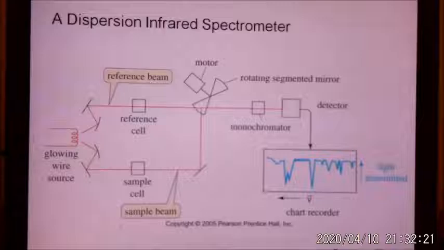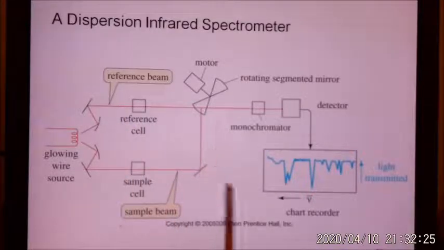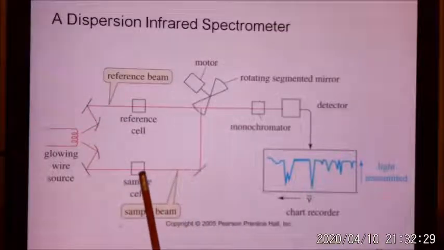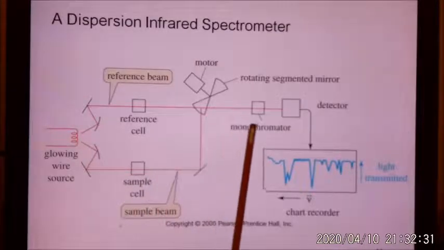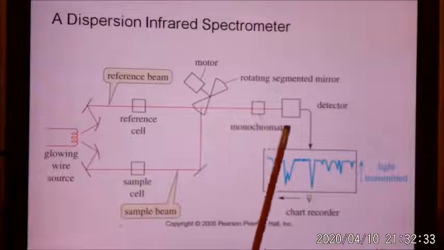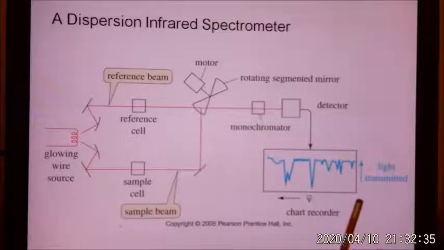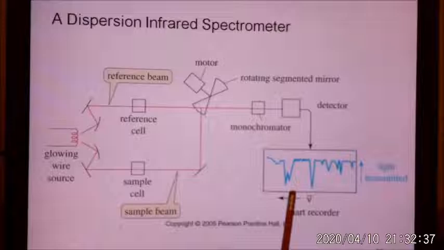This is how it was. It's fairly simple, but we have to make sure that we have the path length exactly the same. But here's the thing, you need a lot of sample, and you need to scan through all your frequencies. What that means is it's slow.